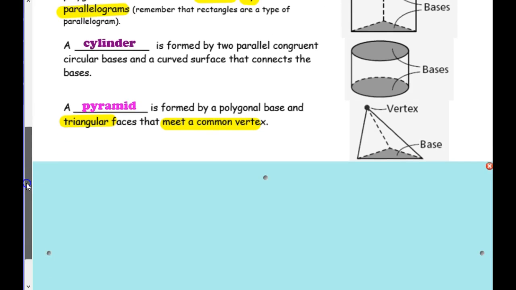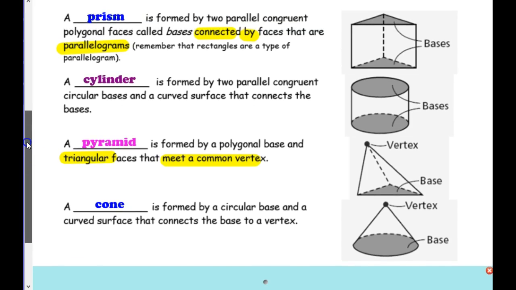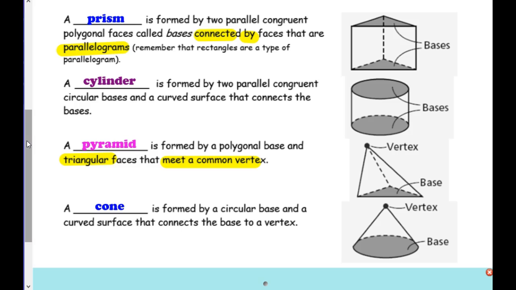And then we got a cone. A cone is formed by a circular base and a curved surface, which is not called a face. And it connects the base to a point we call a vertex. So these are your 4 different types of solids we're talking about today: prism, cylinder, pyramid, cone.